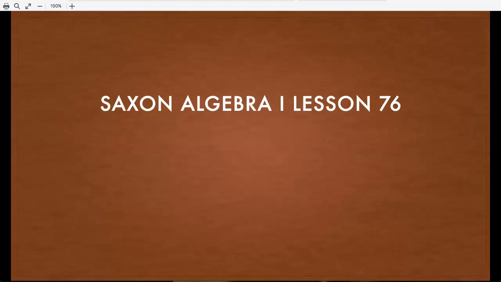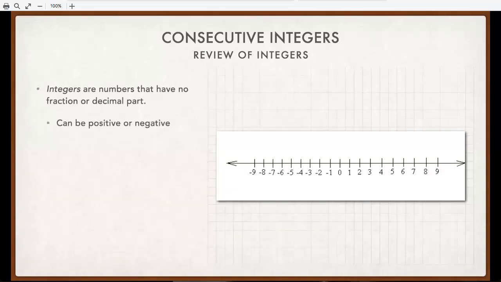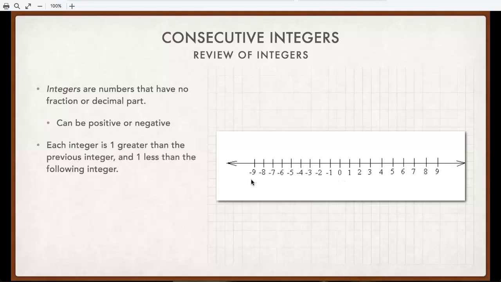Lesson 70, consecutive integers. Let's review integers. Integers are numbers that have no fraction or decimal part. They can be positive or negative. We see them marked here on the number line, including 0, positive numbers, and negative numbers. Each integer, notice, is 1 greater than the previous integer and 1 less than the following integer.